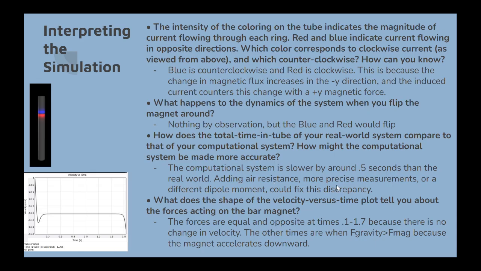And then what does the shape of the velocity versus time plot tell you about the forces acting on the bar magnet? So it says that the forces are equal and opposite at times around 0.1 to 1.7 seconds because there's no change in velocity, so there's no acceleration. But then in the other times, it says that the force of gravity is much greater than the force of the magnet because the magnet is accelerating downwards and because there's a change in velocity.